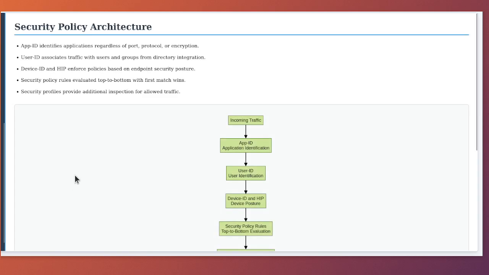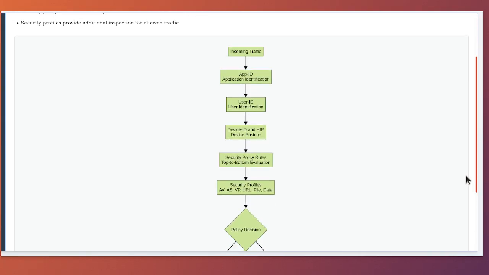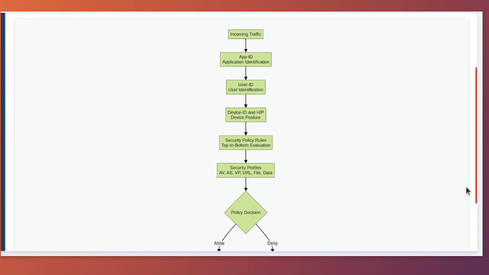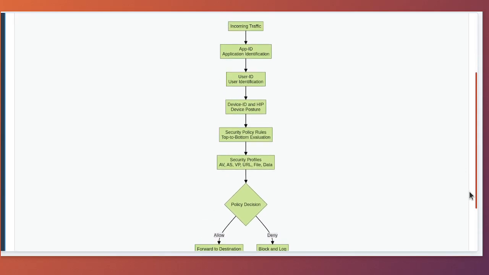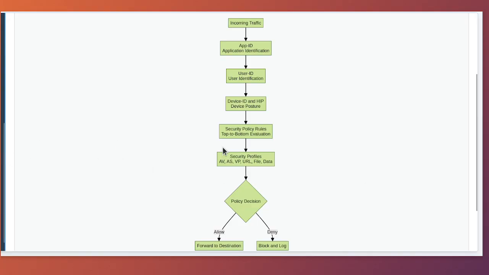Security Policy Architecture. Prisma Access security policies determine how traffic is handled as it flows through the platform. Understanding the policy architecture helps you implement effective security controls that protect your organization while enabling productivity. The diagram shows the policy evaluation flow.